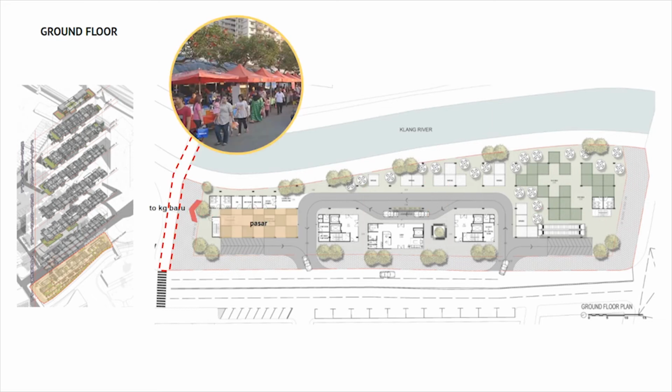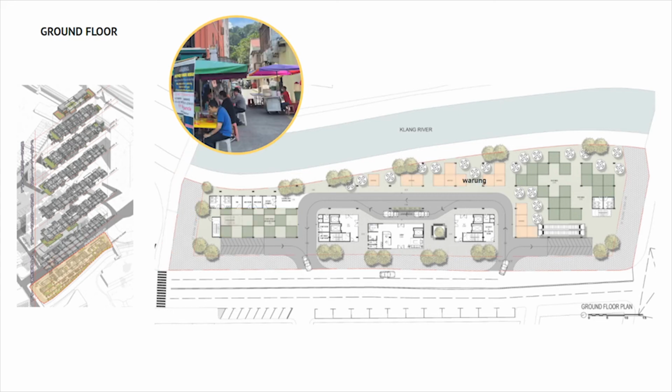As for the facilities provided on the ground floor, the left consists of a weekend pasar or event space. The location of the pasar takes into account the proximity of the pedestrian bridge and also the location of Kampung Baru. Along the internal road, warungs are introduced to keep the local food culture flowing, accommodating the local community while retaining the essence of the site.